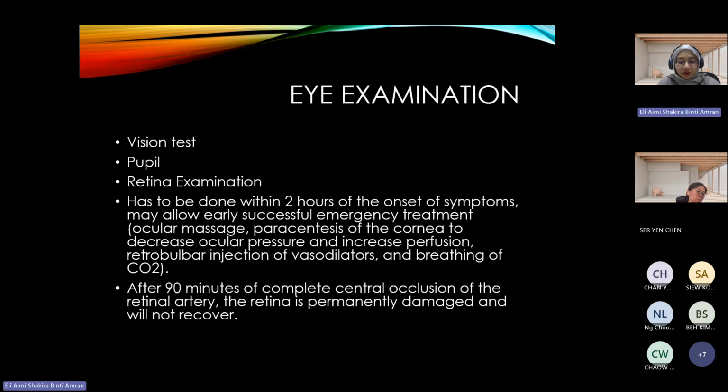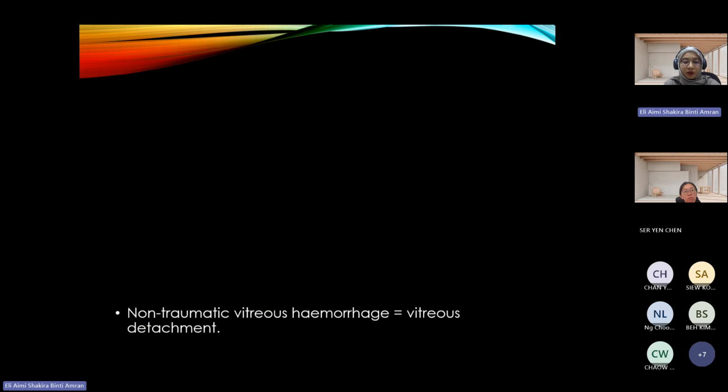After 90 minutes of complete central occlusion of the retinal artery, the retina can be permanently damaged. So you see how important time is for the management or treatment. As soon as possible, ASAP.